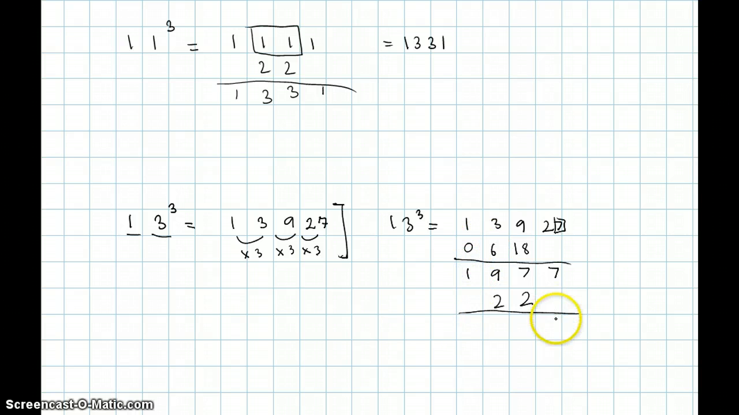And as usual we add it up, so we would get 7, 9, and 2, so 2197. So that's how you do it. I'm gonna try showing you guys one more example.